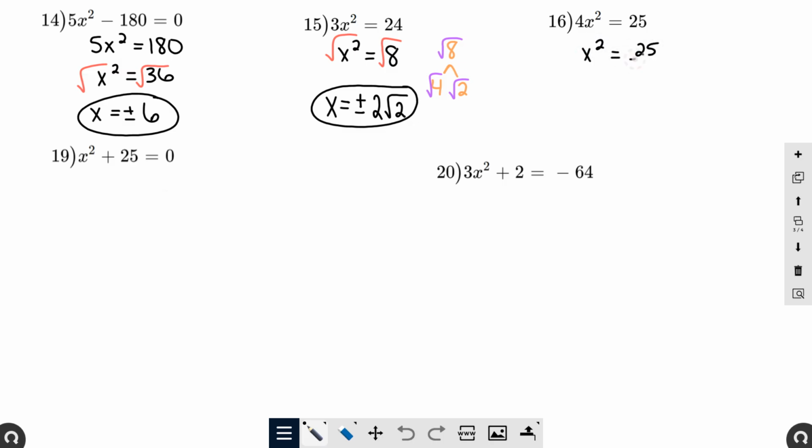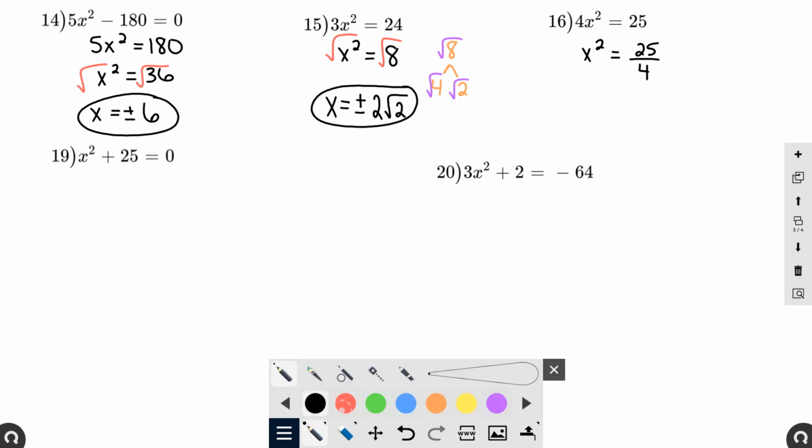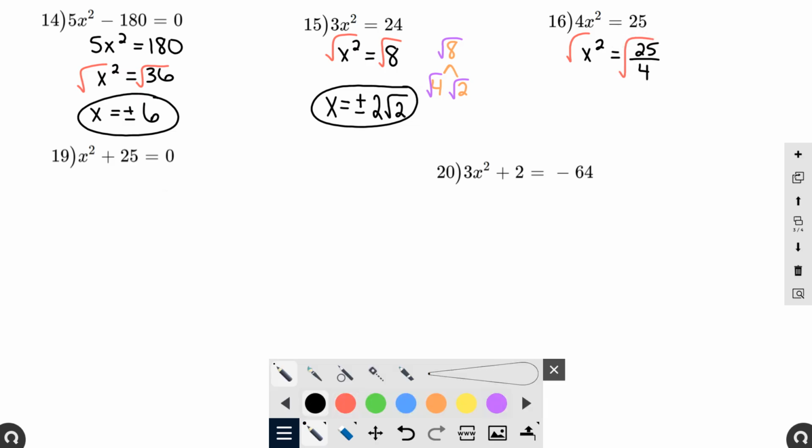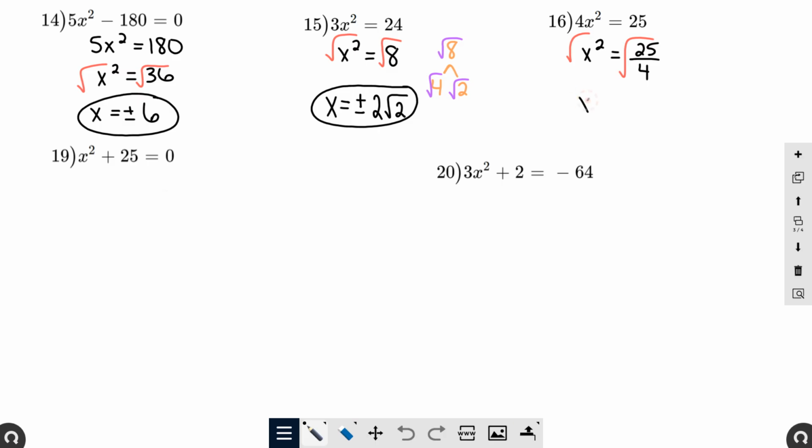Since they are perfect squares, leave it as a fraction. Leave those perfect squares in there. So 25 over 4 would equal x squared. Now, how do we get rid of the squared? Square root it. Now, when you square root a fraction, you can square root the top and the bottom. So x would equal, don't forget plus or minus, 5 over 2. Because the square root of 25 is 5 and the square root of 4 is 2. So we just say 5 over 2.